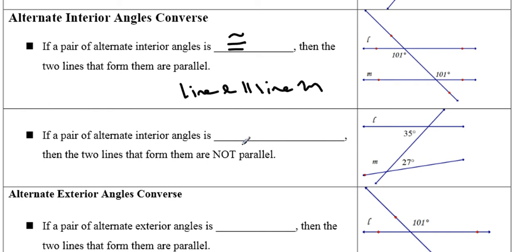If your pair of alternate interior angles is not congruent, so 35 does not equal 27, and they're alternate interior angles, if they're not congruent, then we can determine that line L is not parallel to line M.